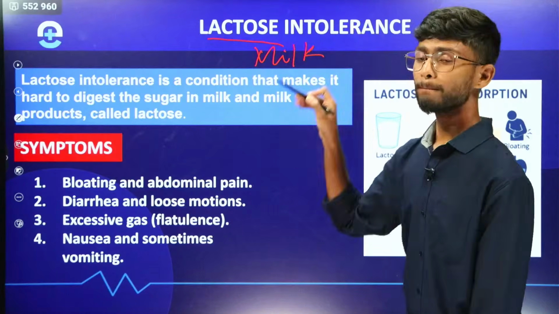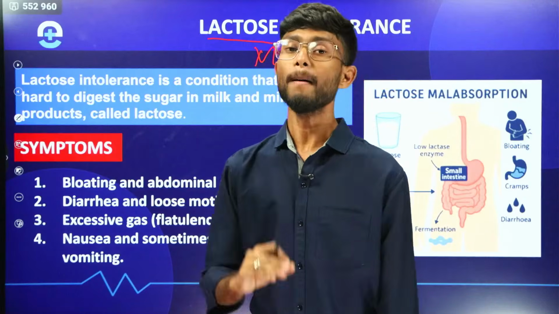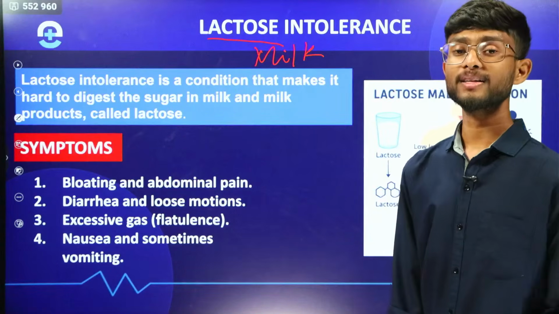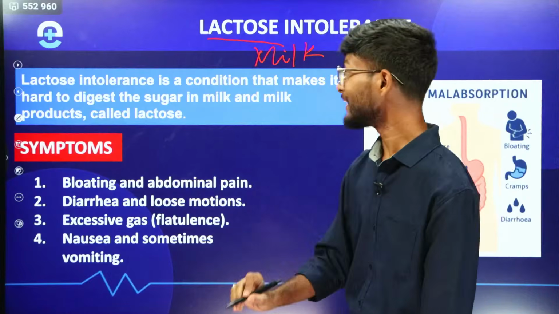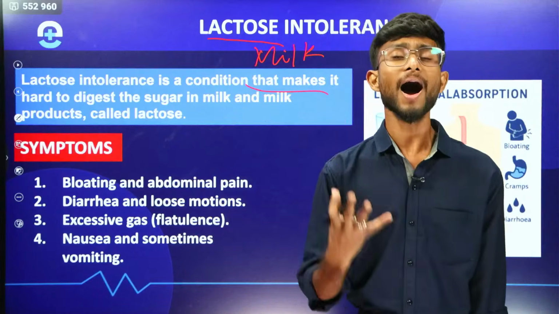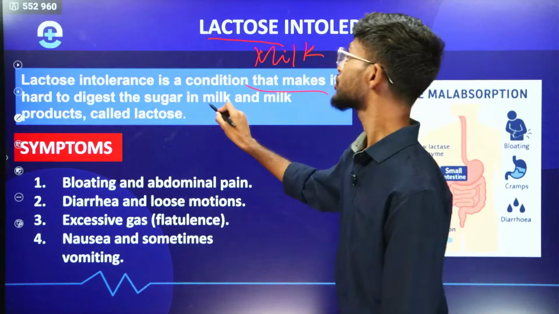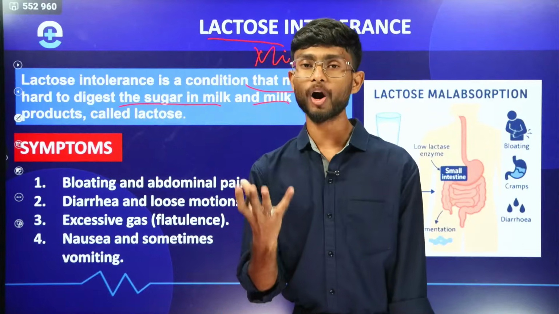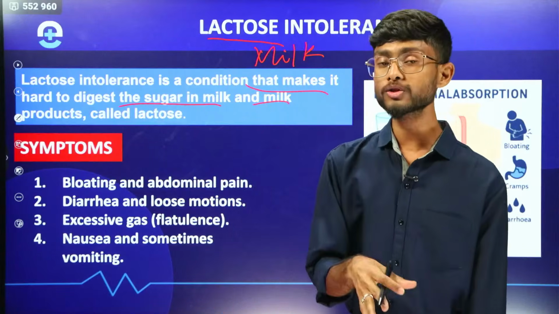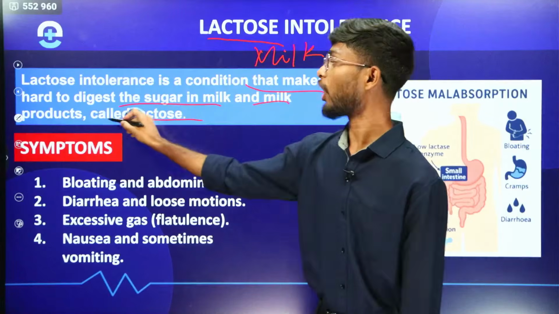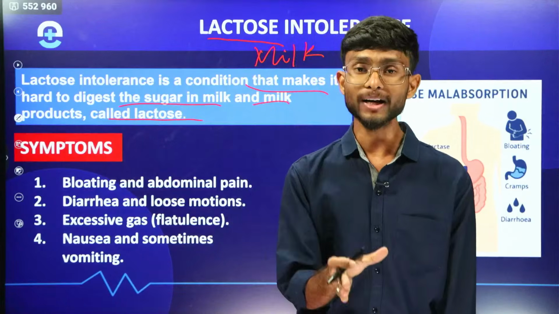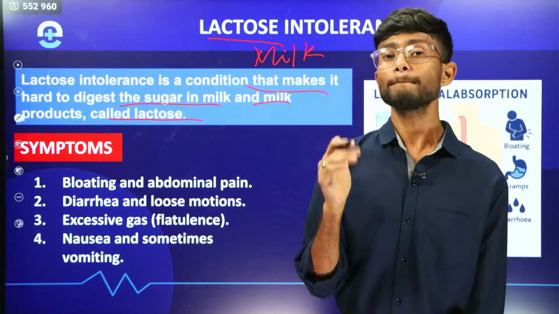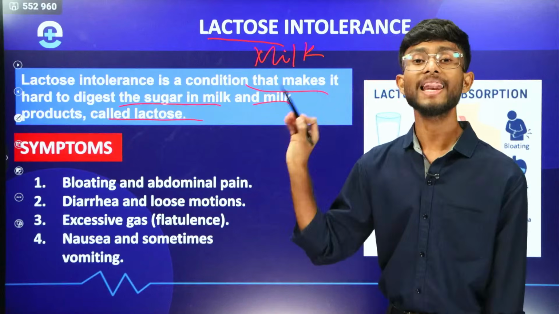You can find it in the milk. So lactose is also known as the milk sugar. So can we define this? Lactose intolerance is a condition that makes it hard to digest the sugar in milk and milk products. The product which is made up of milk contains the milk sugar, that is called lactose, which cannot be digested in the absence of lactase enzyme.